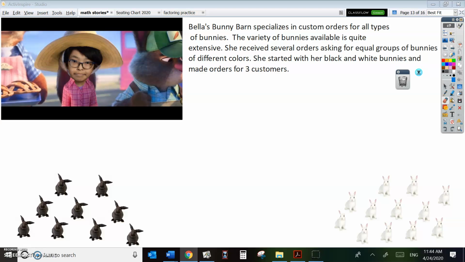Bella's Bunny Barn specializes in custom orders for all types of bunnies. The variety of bunnies available is quite extensive. She received several orders asking for equal groups of bunnies of different colors. She started with her black and white bunnies and made orders for 3 customers.